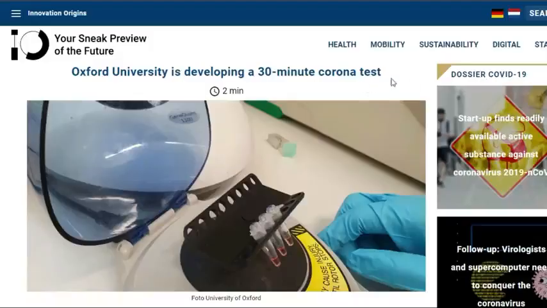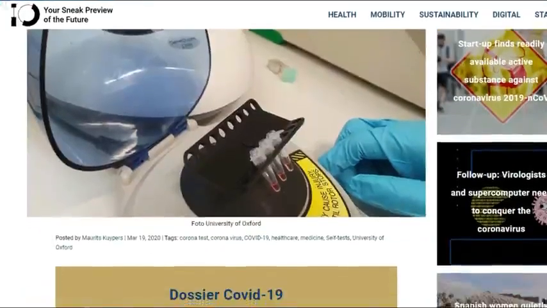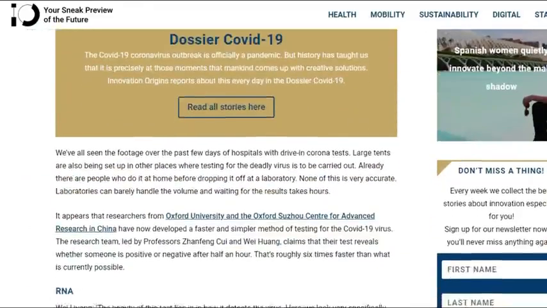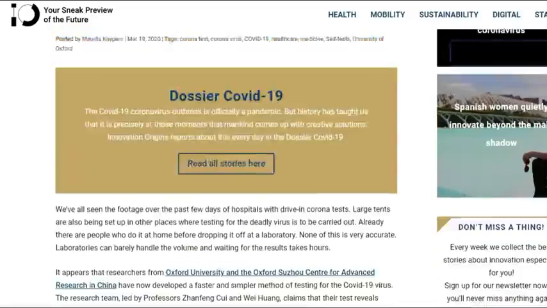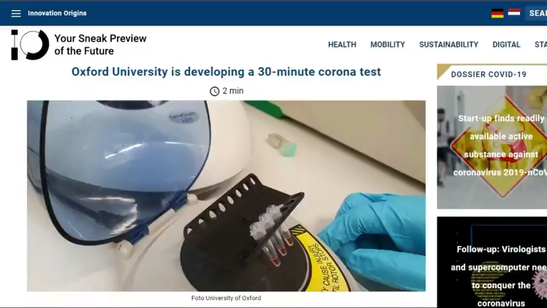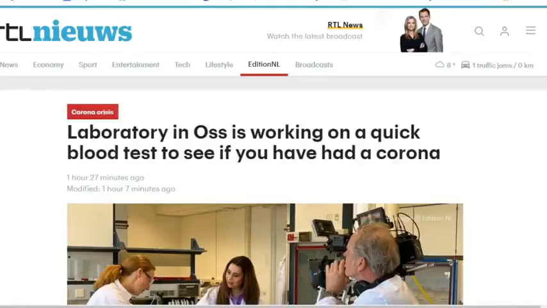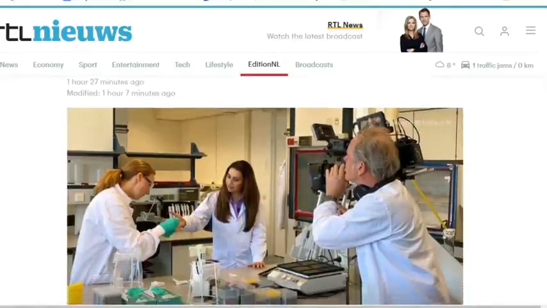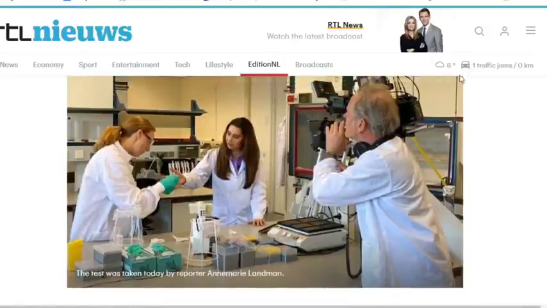Here a 30-minute corona test. Yeah, looking for antibodies. Yeah, we're working on a quick test. Like this stage photo. Stop breathing over this equipment here. And keep distance.